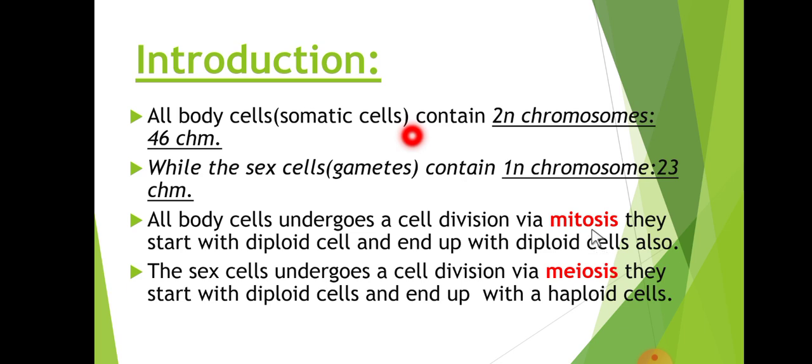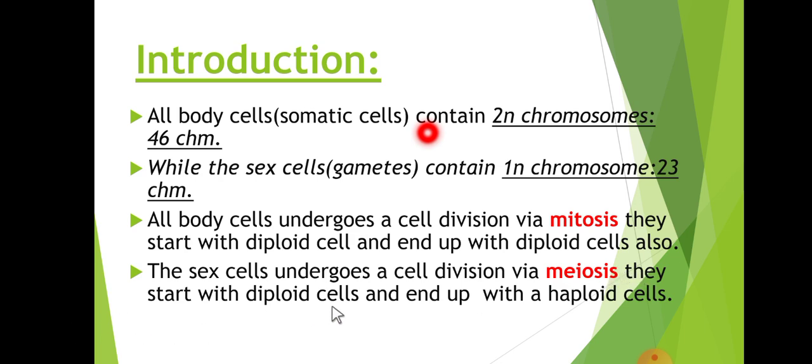All the cells in our body undergo something called cell division. So mitosis and meiosis both are cell division, but mitosis takes place in all your body cells, such as the cells of your eyes, the cells of your skin, the cells of your muscle, the cells of the pancreas, and so on. They start with the diploid cell and end up with also diploid cells, while the sex cells undergo cell division via meiosis.